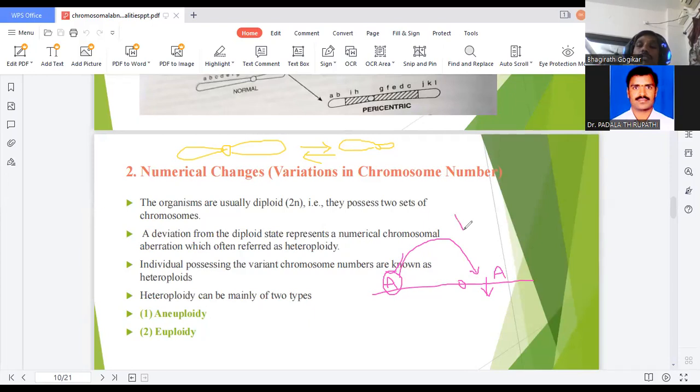So this is called what? Position effect. What is that? It is called position effect.